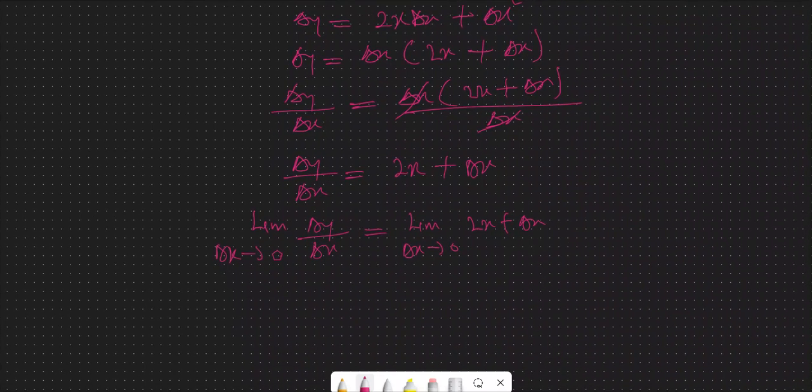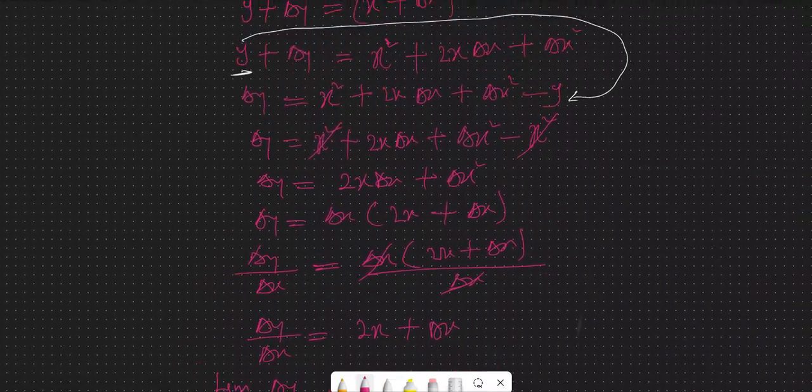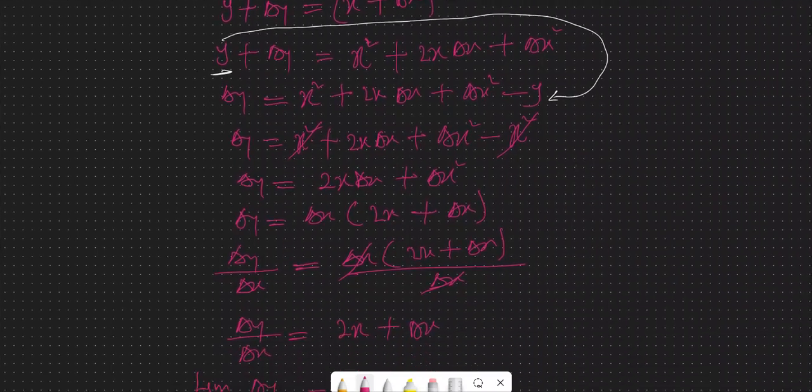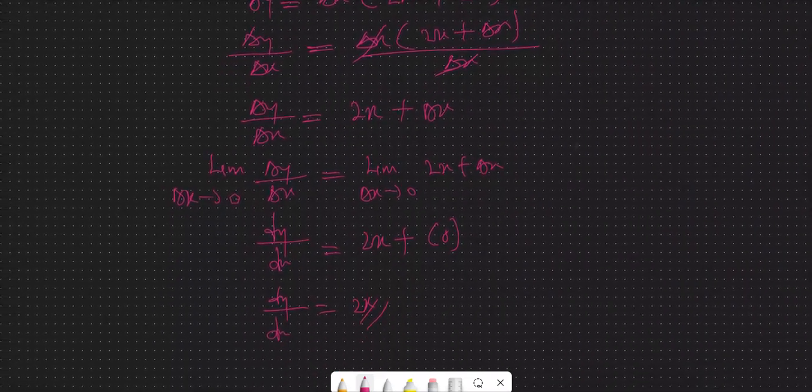So changing y over changing x becomes dy/dx equals the limit of 2x plus changing x, so we have 2x plus 0, right? Good. So we have dy/dx equals 2x, and that's our final answer. So I believe you understand this as well. Okay, if I'm too fast, you can rewatch the video and then take it slowly.